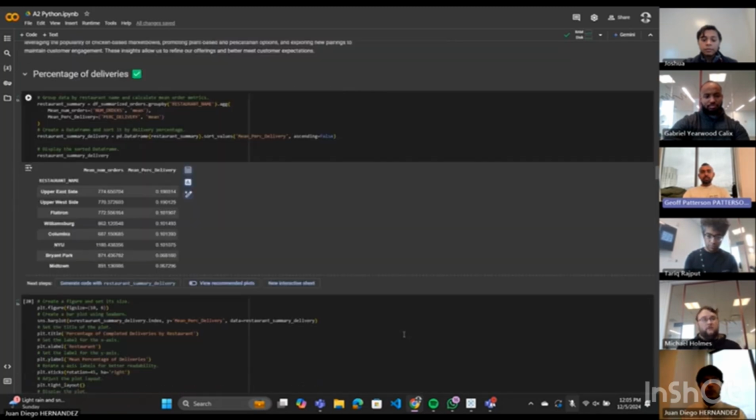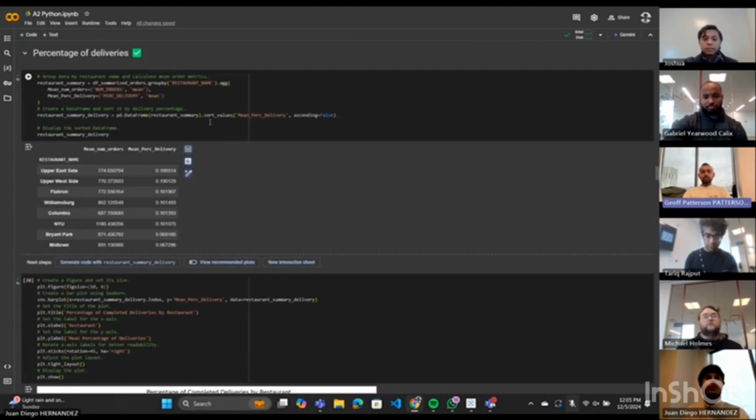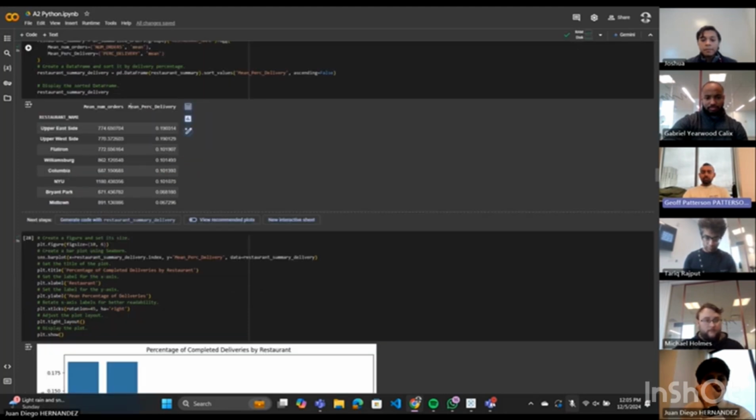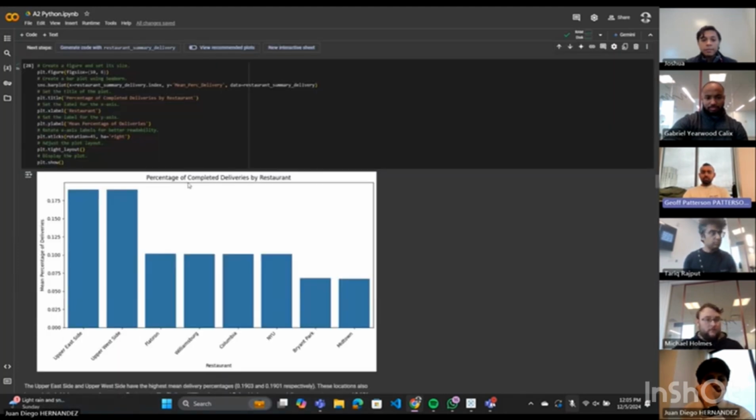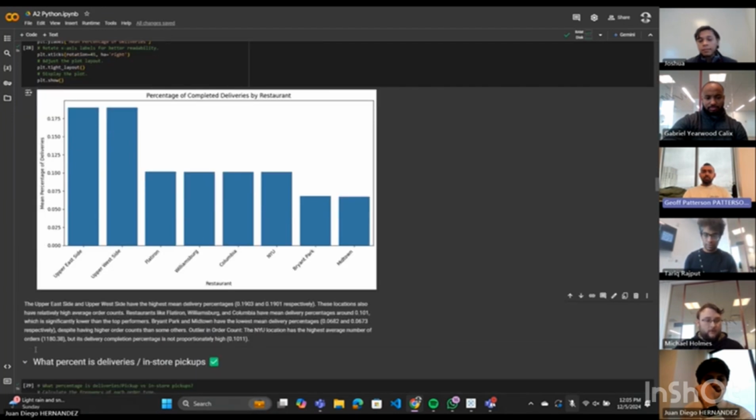Good. Now that we know which restaurants have the most orders and which items are sold the most, we're going to look into the type of orders that these restaurants can have. So first we grouped by restaurants and their average delivery percentage to generate this data frame. And then we took that data frame and used this code to generate the following bar chart.